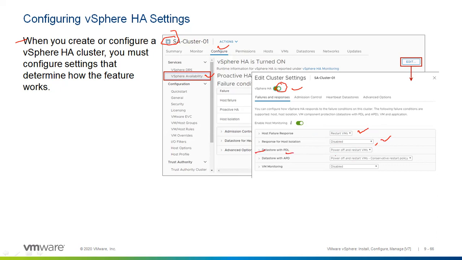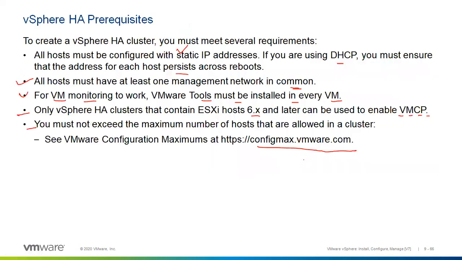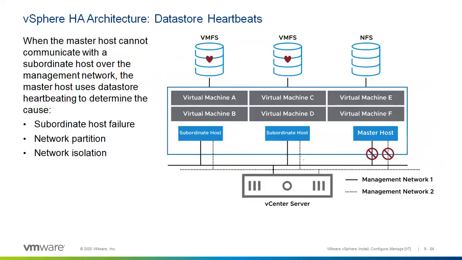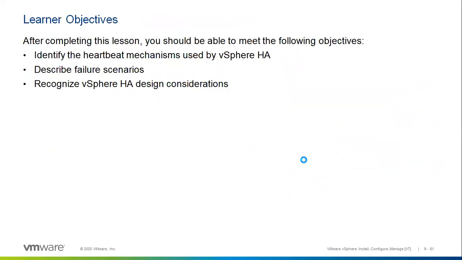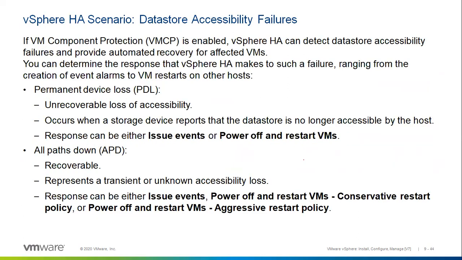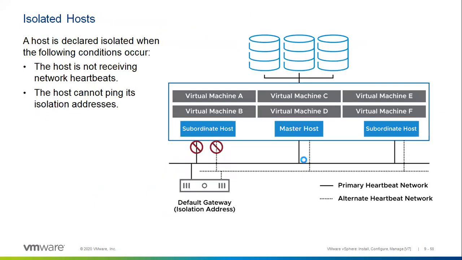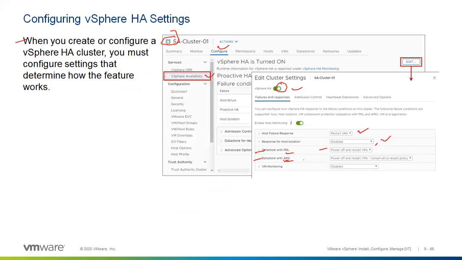Datastore with Permanent Device Loss. Again, the default setting is this. Datastore with APD. APD stands for this. This is PDL and APD. There is a full form. Yesterday we saw APD and PDL. These are two situations, right? Let me check. Yes, it should be here. All Paths Down. APD stands for All Paths Down. So these are the default settings.